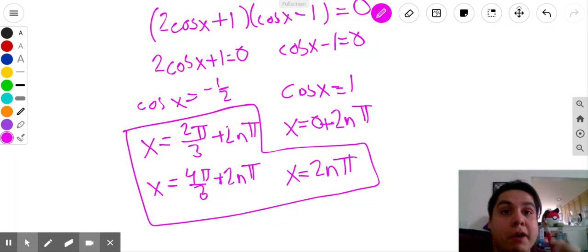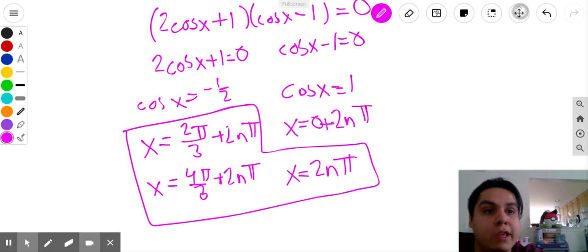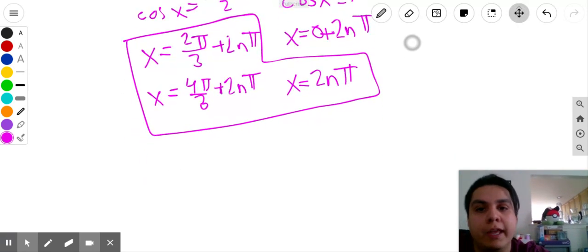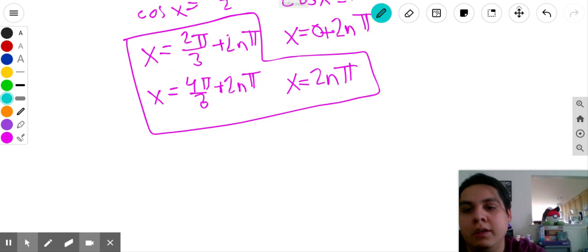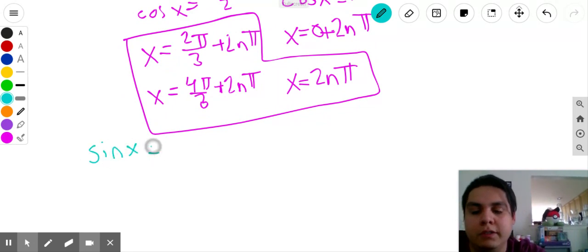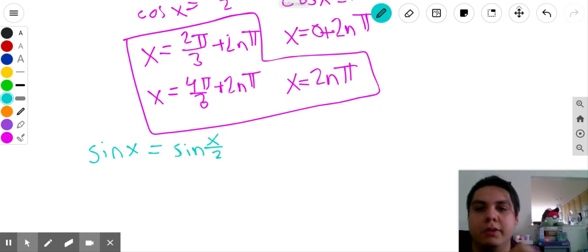So that's pretty much it. However, remember, I squared stuff and things. So because I squared, I need to check for any extraneous solutions. So I'm going way back to the original problem, and I'm testing out my solutions. The original problem was sine of x is equal to sine of x divided by 2.